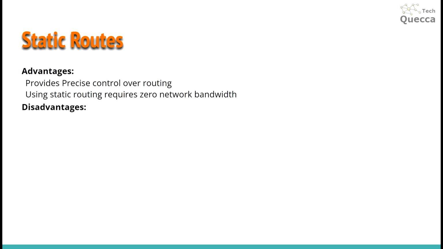But there are also some disadvantages. The first disadvantage is administrative burden. If you have hundreds of routers in your network, it is very hard to implement your routes or implement changes in the network. And there is no network intelligence compared to dynamic routing protocols. Where can static routes be used?